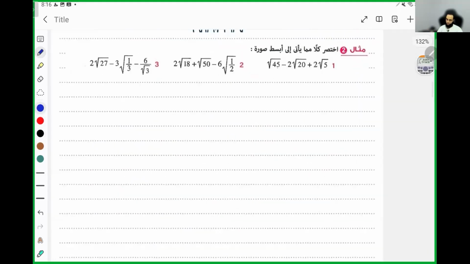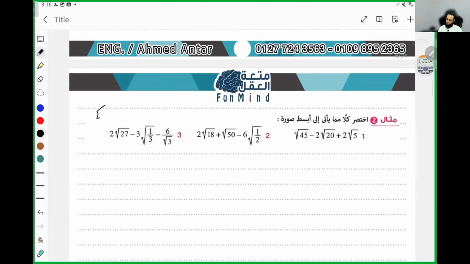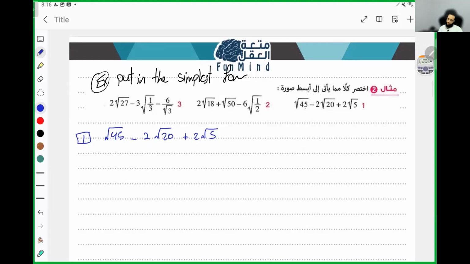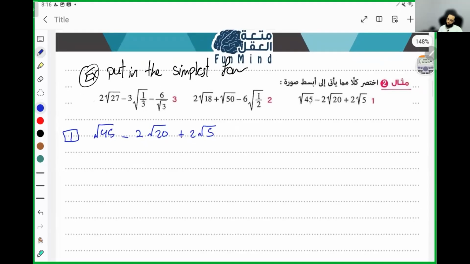Let's go for this question. The title of the question: put in the simplest form. So Moataz, it's root 45 minus 2 root 20 plus 2 root 5. You know, Moataz, I can decompose 45 into what and what? Root 9 times root 5. Why 9 by 5? Because root 9 equals 3. Correct? Yes.